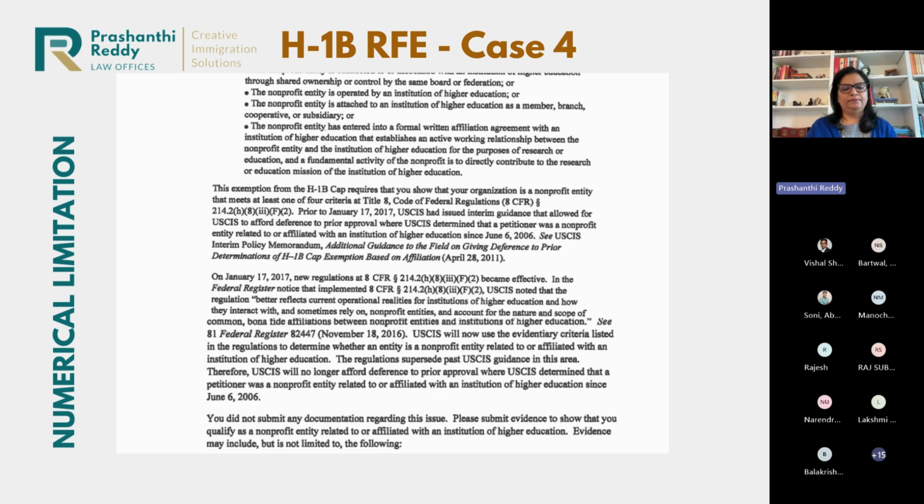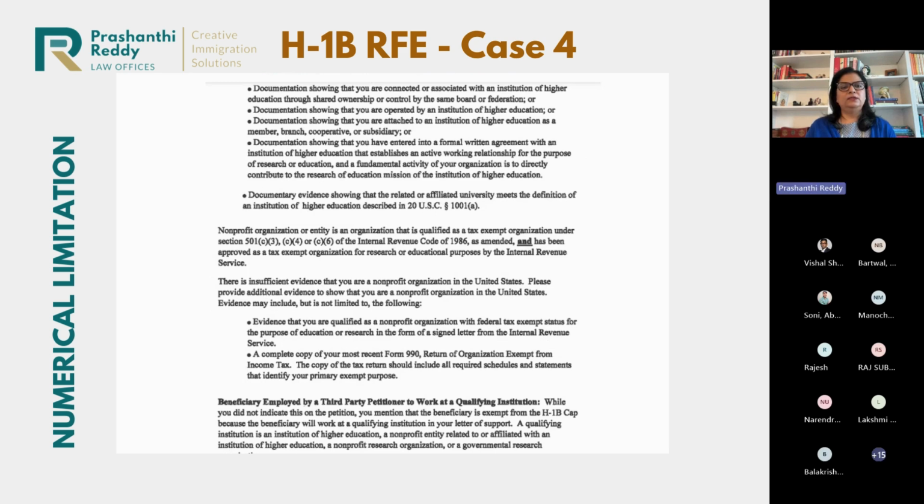So they're basically saying that you did not submit documentation regarding this issue. Please submit evidence to show that you qualify as a nonprofit entity related or affiliated with an institution of higher education. I'm reading the last paragraph. Evidence may include but is not limited to the following. Next slide. So these are the documentary evidence that they're asking for.